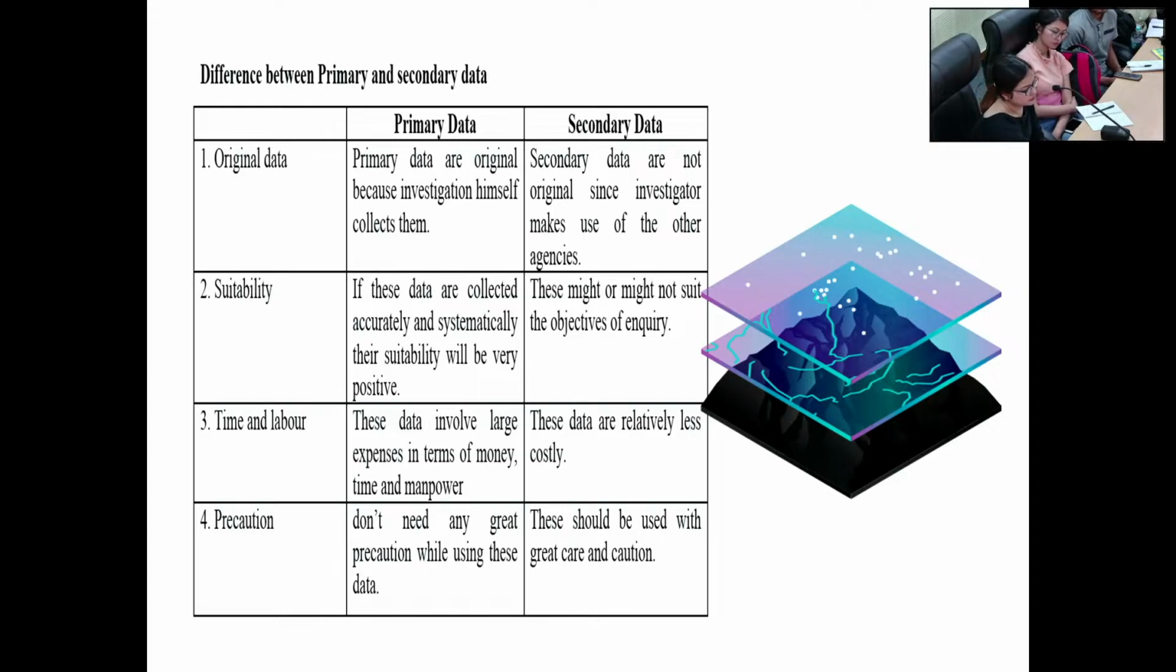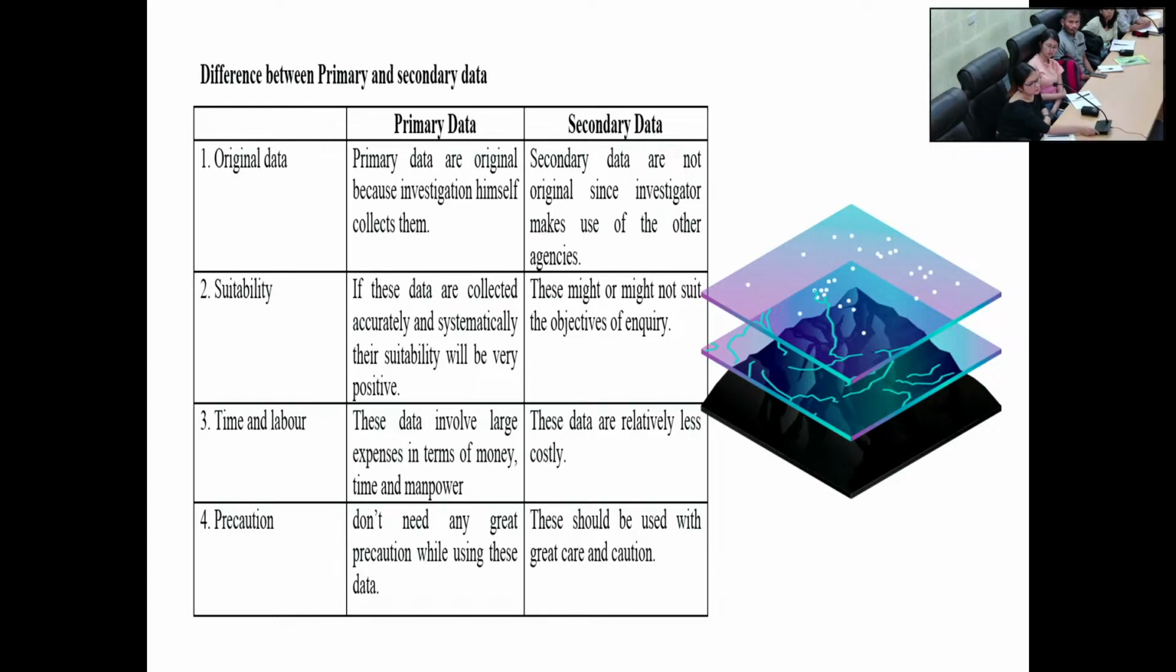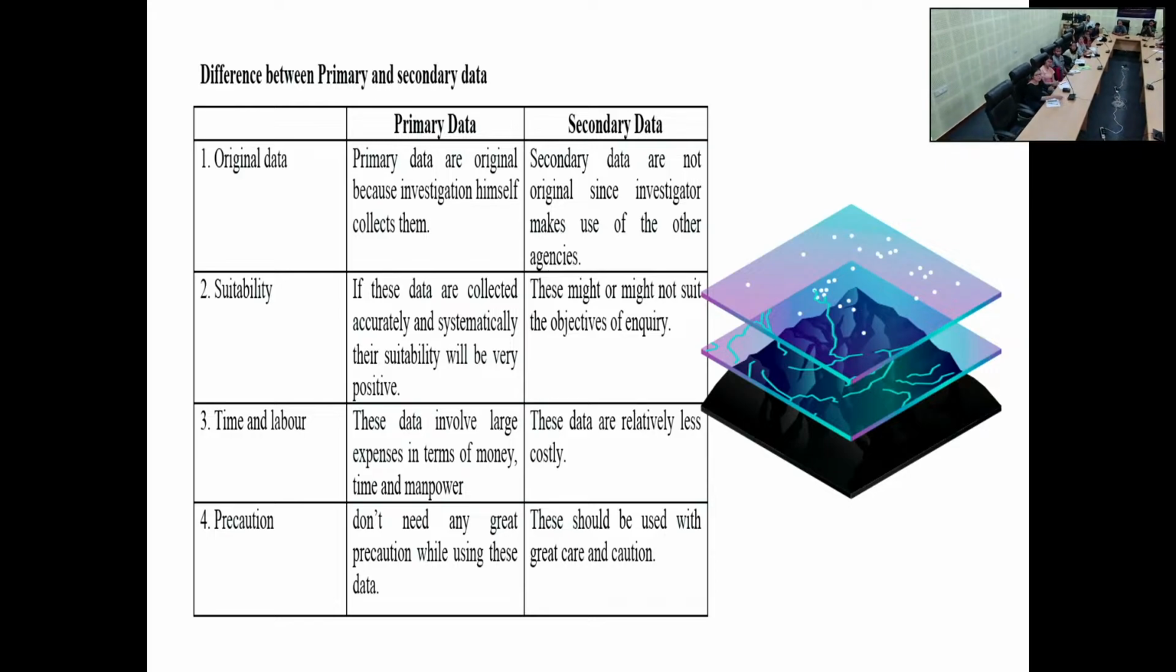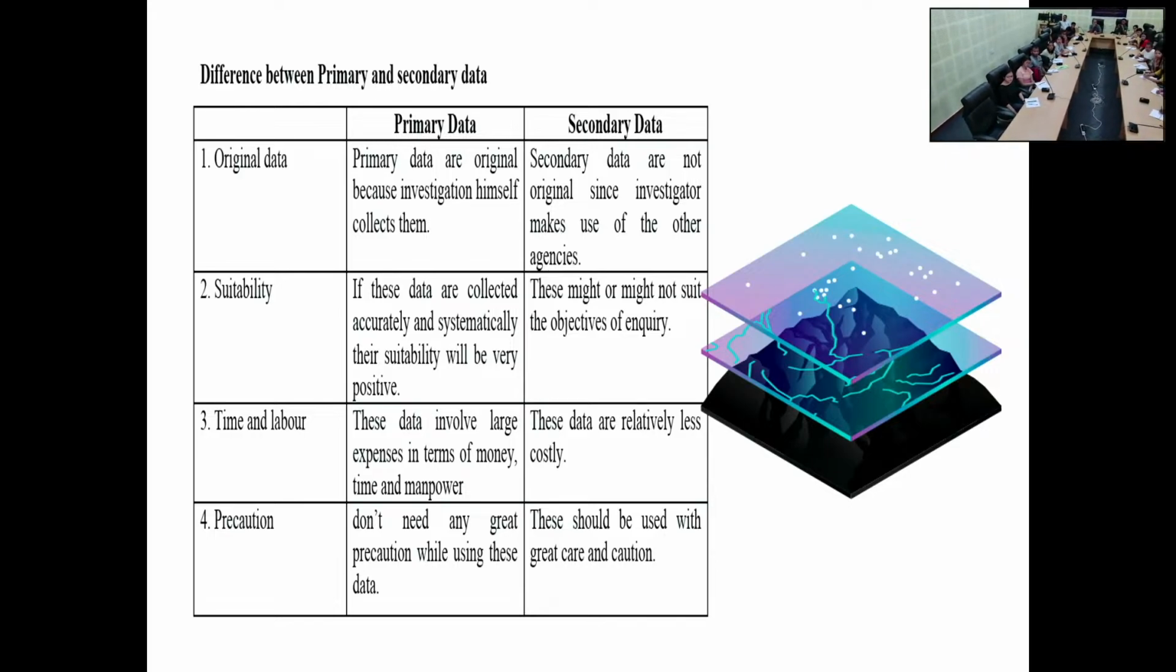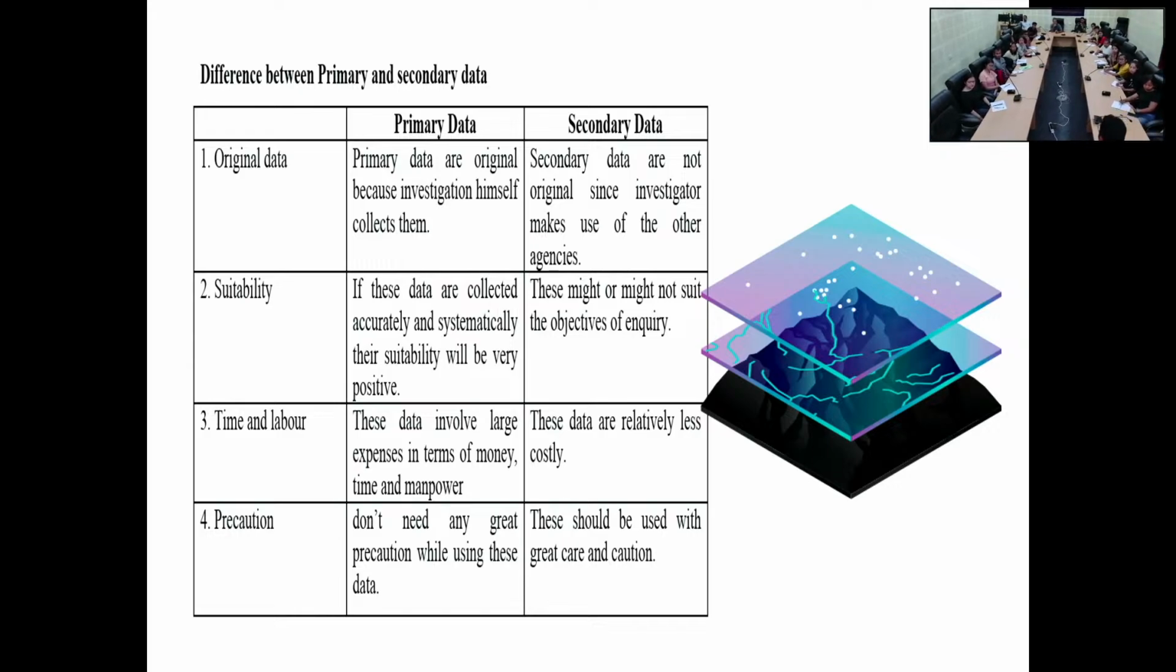So in precaution, I have mentioned primary data don't need any great precaution while using them. What does it mean? Because this data we have already collected for our own use. Then refer to the second point, suitability.